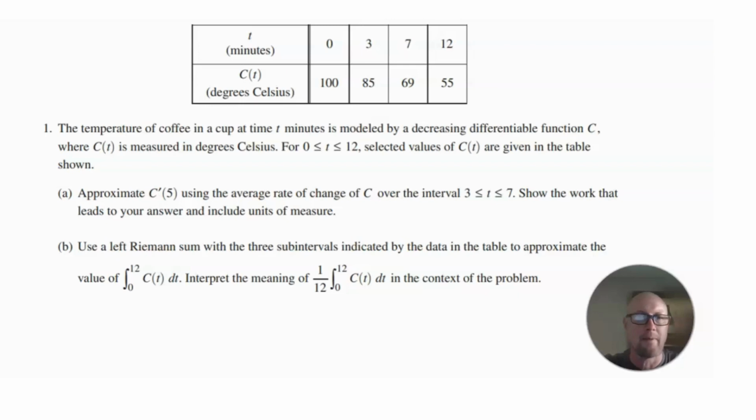Approximate c prime of 5 using the average rate of change of c over the interval 3 ≤ t ≤ 7. Show the work that leads to your answer and include units of measure.